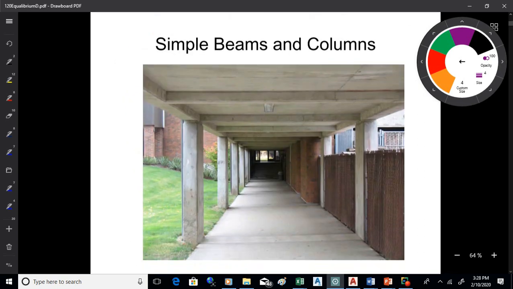Okay. Good. So why don't we start with some simple beam and column analysis. By simple beams and columns, I mean things that are horizontal. So that's a beam, the horizontal member there. And the vertical one is a column. These are simple because they're vertical and horizontal. So that's what I mean by simple beams and columns.